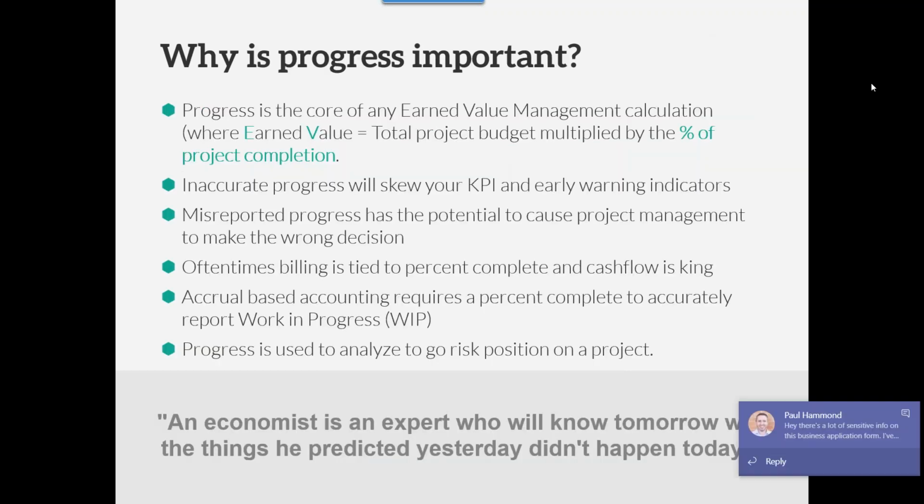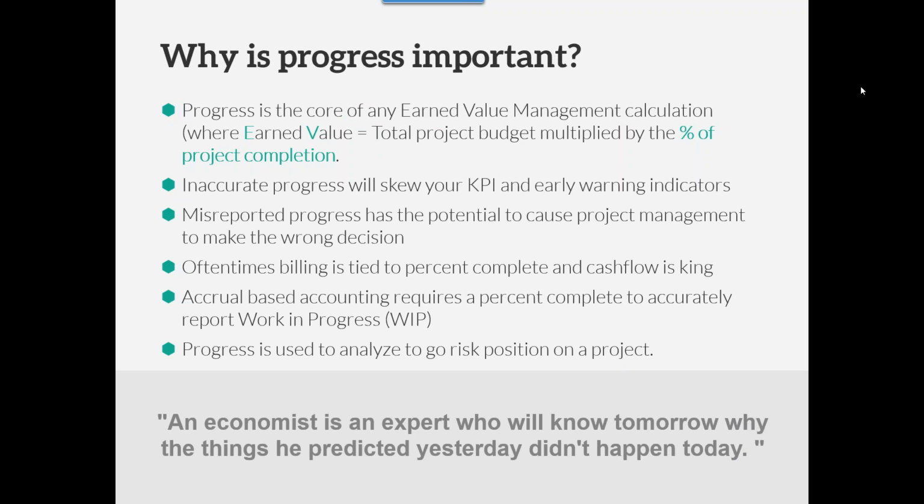And so why is progress important? I opened up with this a little bit, but when we talk about earned value, the core part of the earned value management calculation is taking our total project budget multiplied by the percent of project completion. There are lots of different ways people slice that, but effectively one of the two legs of the EV calculation is budget times percent complete. So it's the core of everything we're doing.